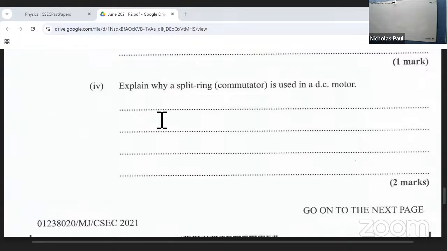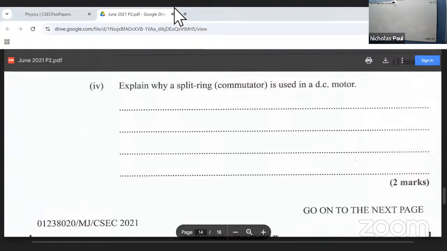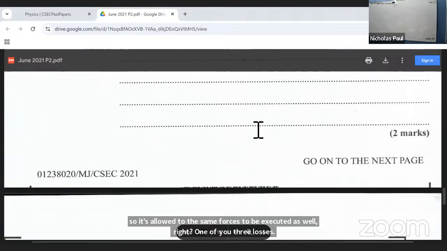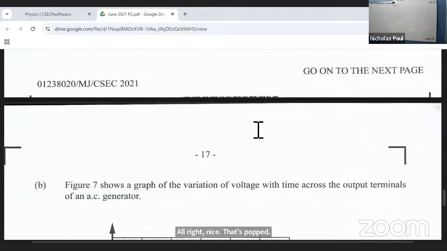Right? So it allows for the same forces to be exerted as well, right? When I use the load. All right, nice. That's part 4. Part B now.